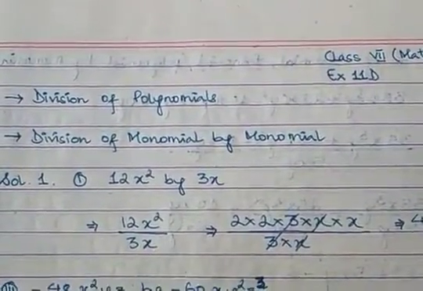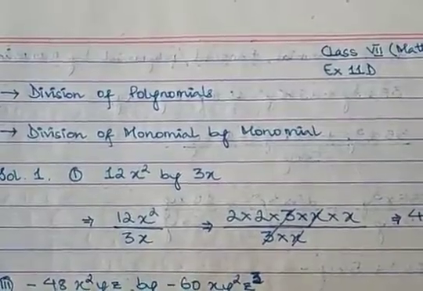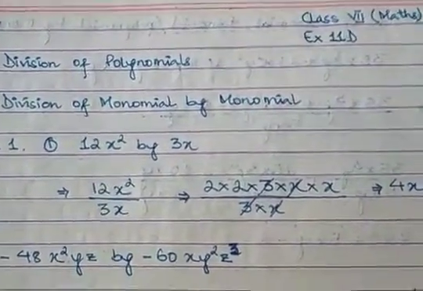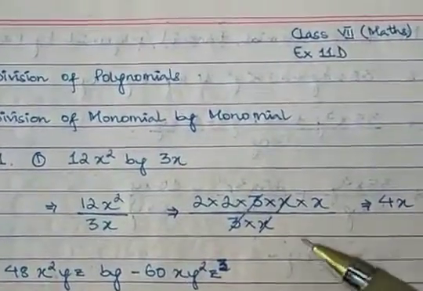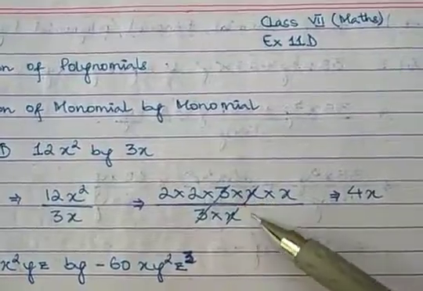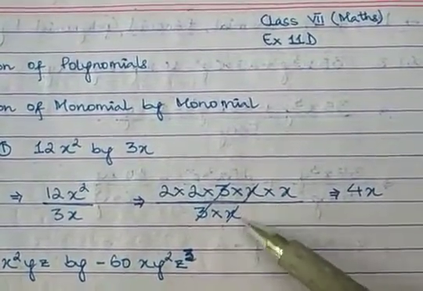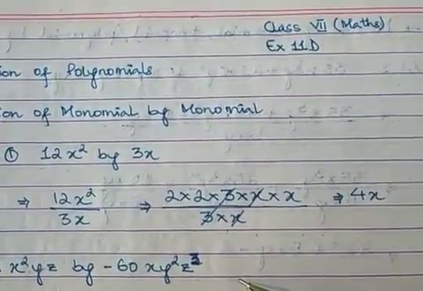Similarly, the denominator is just a constant term and a variable, and we know the relation between them is multiplication. So 3x can be written as 3 into x. Now the numerator and denominator, we can cancel the terms, isn't it? So this is what has happened. 3 and 3 got cancelled, x and x got cancelled. So nothing is left in the denominator. That means 1 remained, isn't it?